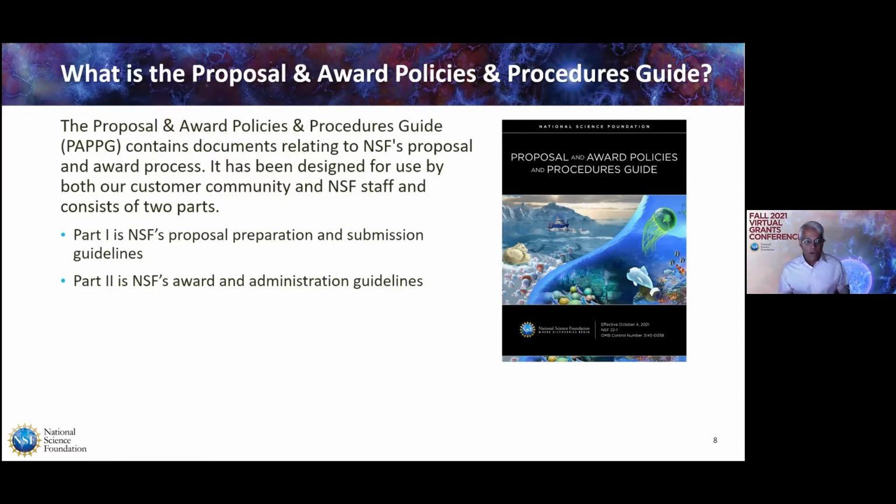There's two major parts to this document. Part 1 is the proposal preparation and submission guidelines. So if this session is of interest to you, then of course you're in the proposal preparation mode, and so that Part 1 of the document is probably more relevant to you right away. Part 2 covers all award and administration guidelines, which means that when NSF makes an award to your organization, at that point, what sorts of rules and regulations should you be looking at? How do you take advantage of the various opportunities that you have from NSF to manage your award and so on?